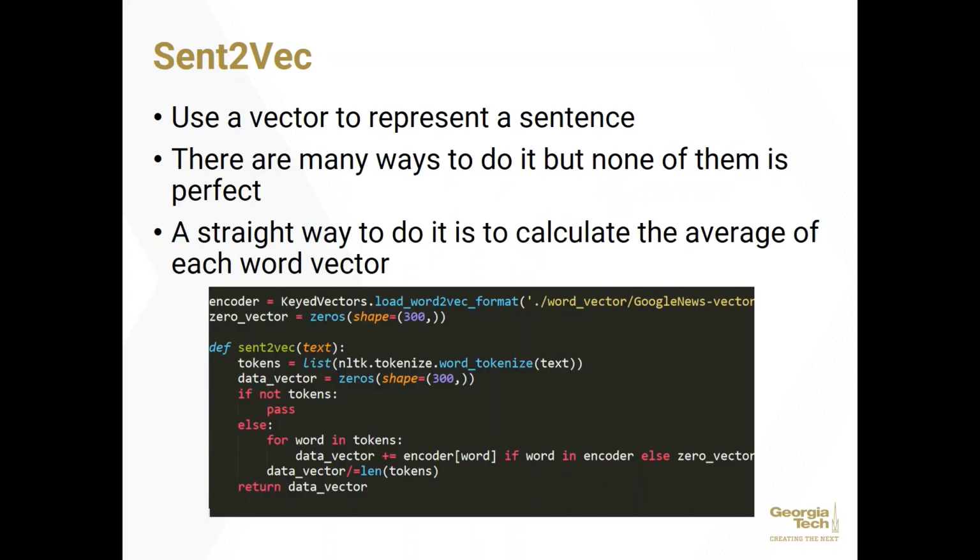After we get the vector for each word, we then use a technique called sentence2vec to use a vector to represent a sentence. There are many ways to do it, but none of them is perfect. Either they cost too much or they are not very accurate. A straightforward way is to calculate the average of each word vector in the sentence. Below is a code snippet of how I wrote this function.